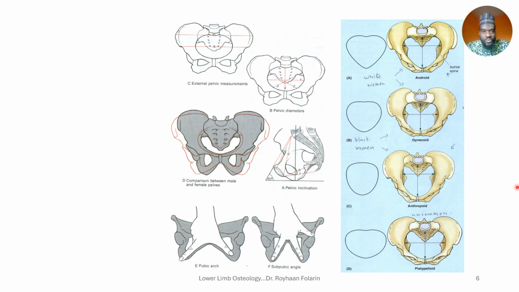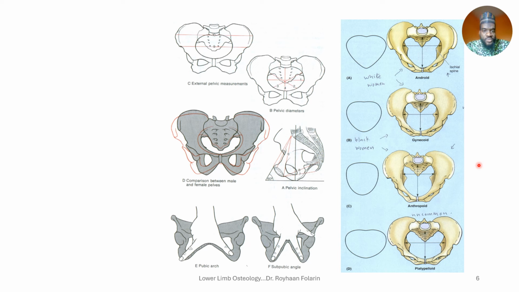And then fourthly, we have the platypeloid pelvis, which features a kidney-shaped pelvic inlet with a wide transverse diameter but a narrow anterior-posterior dimension. This often obstructs fetal descent, leading to a prolonged labor or the need for a cesarean section thereafter.